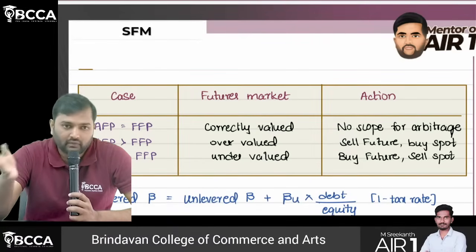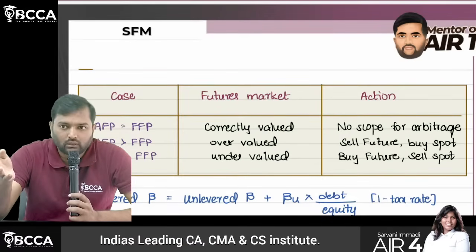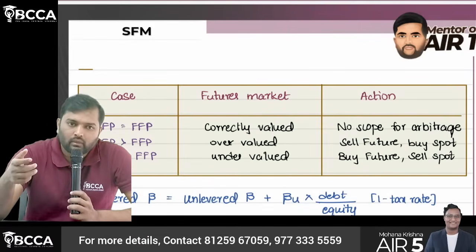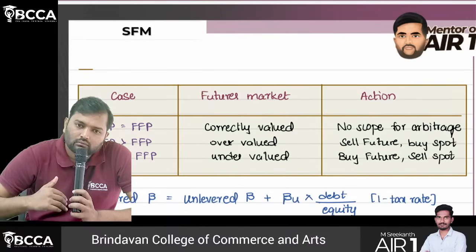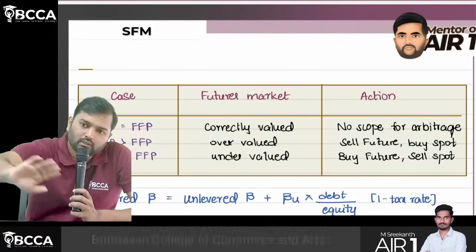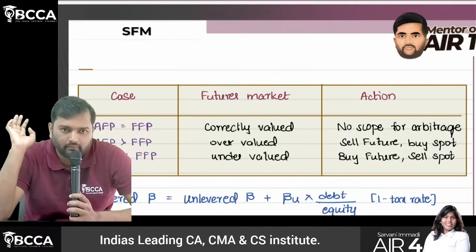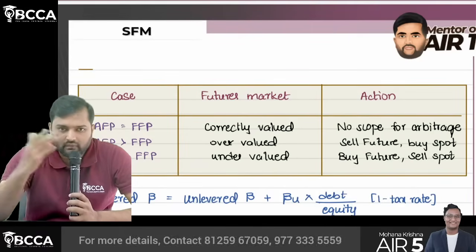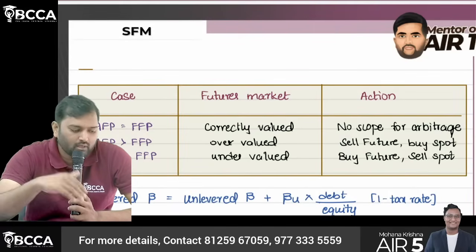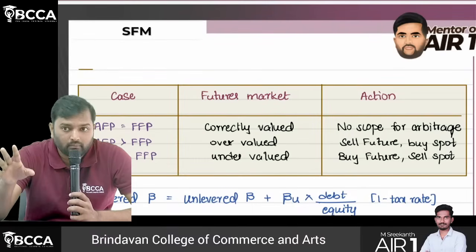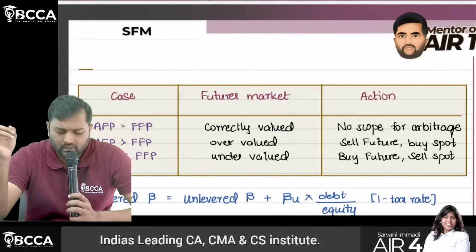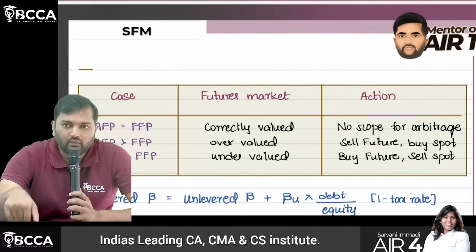If it is indifferent, then what? It is called at the money. Simple. If you are exercising the option, it is called in the money. If you are allowing the option to lapse, it is called out of the money. If it is indifferent, whether you exercise or lapse, you are not going to get any benefit, then it is called at the money. I will explain that again in options. Right now focus on the fair future price concept.